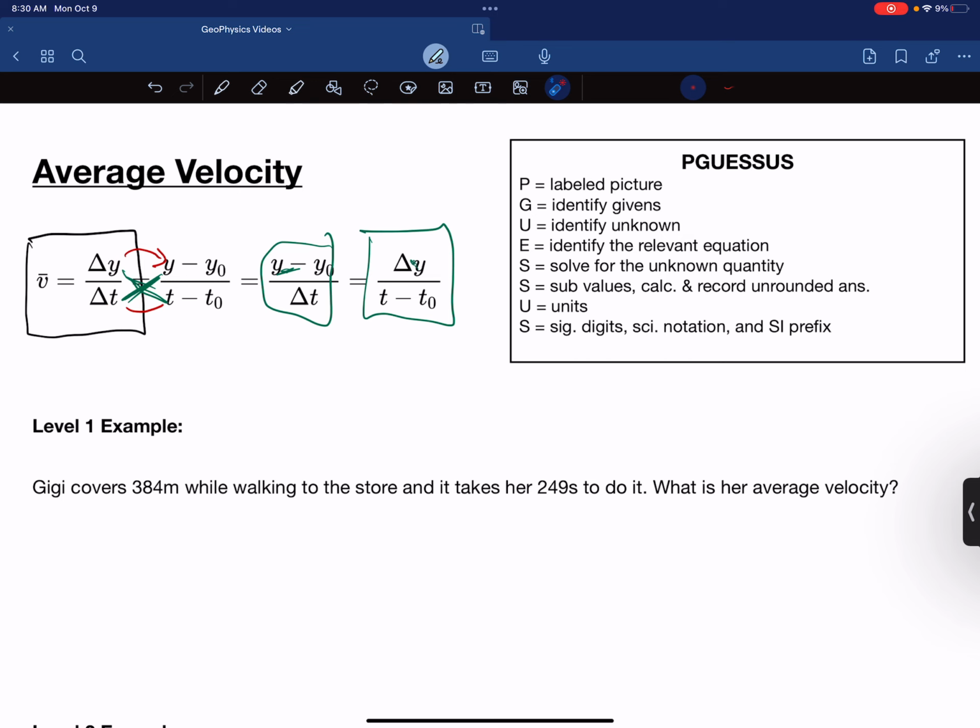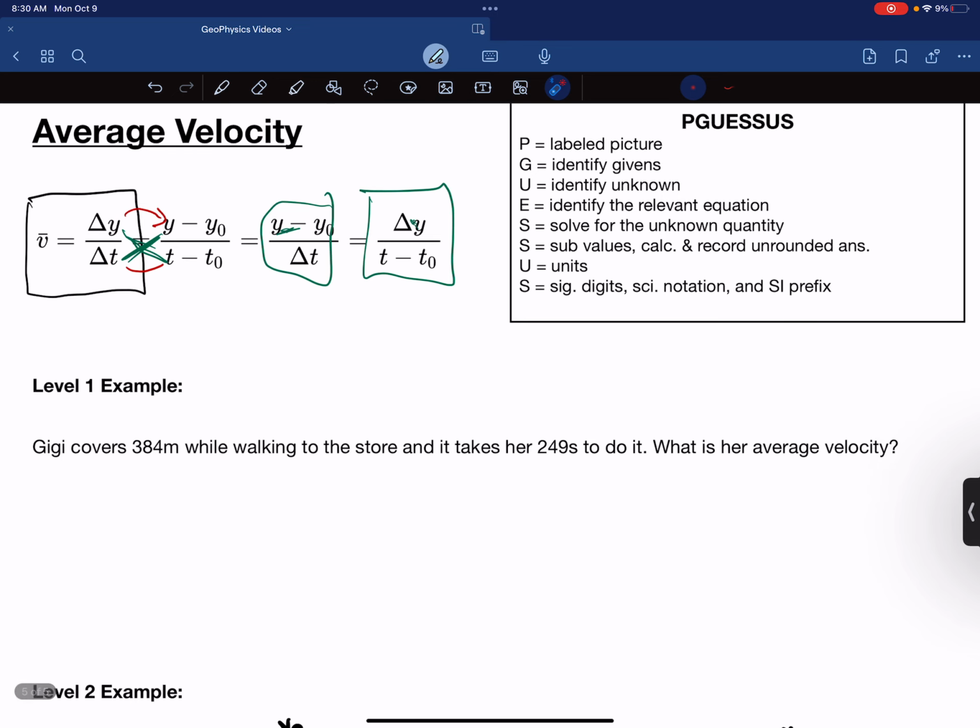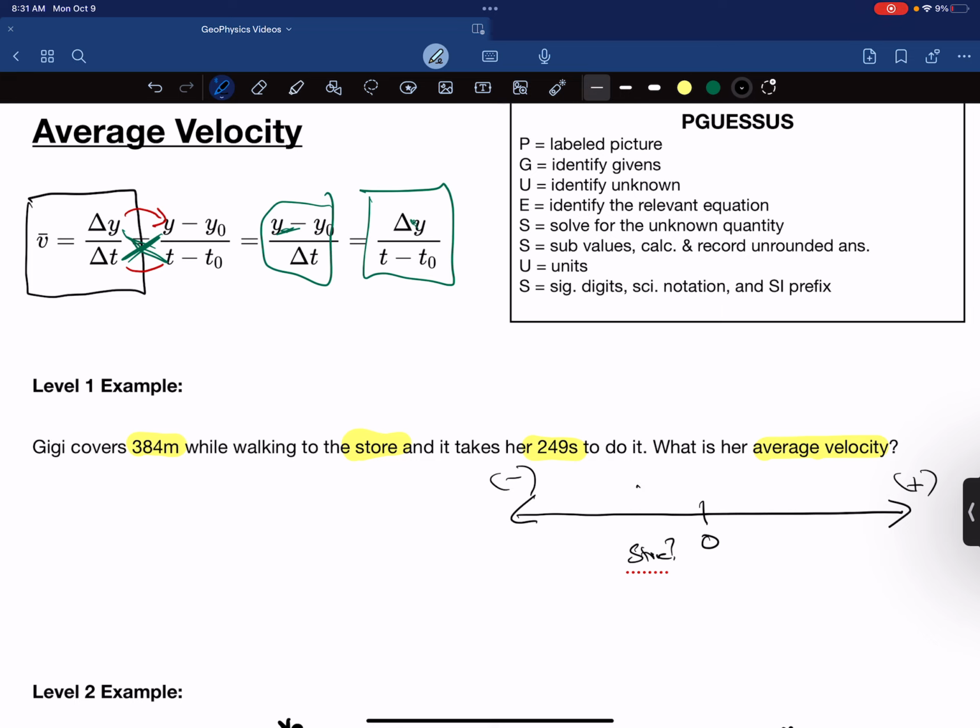Now let us look at an example of Gigi. We are told that Gigi goes to the store, and she covers 384 meters, and it takes her 249 seconds to do it. She ends up at the store, and we're looking for the average velocity. We could draw a picture to figure out what's going on, our reference frame, with our 0 point, the positive direction, and the negative direction. The question then is, where is the store? We're not told. The store is just a location. It could be in the negative, it could be at 0, it could be in the positive. We don't really know.